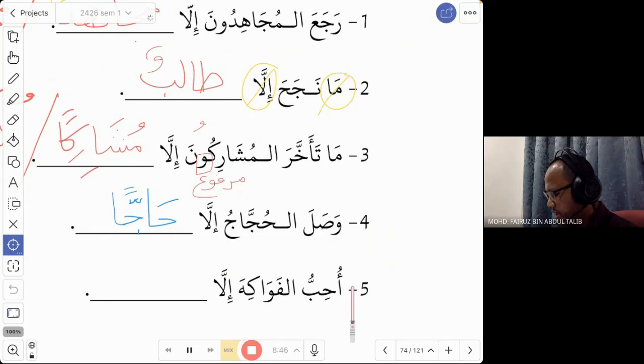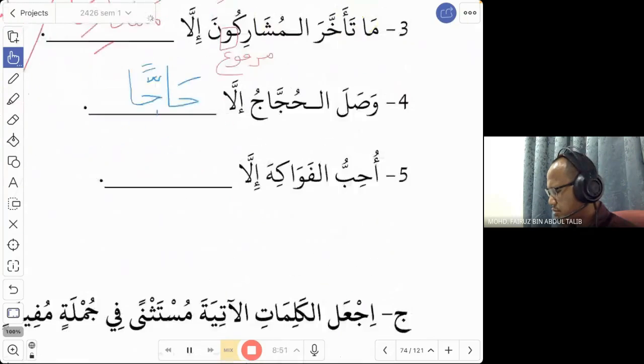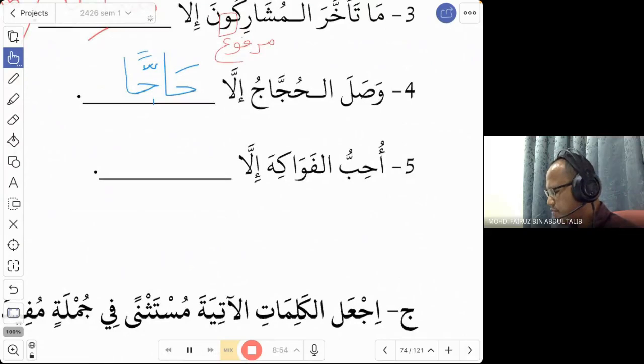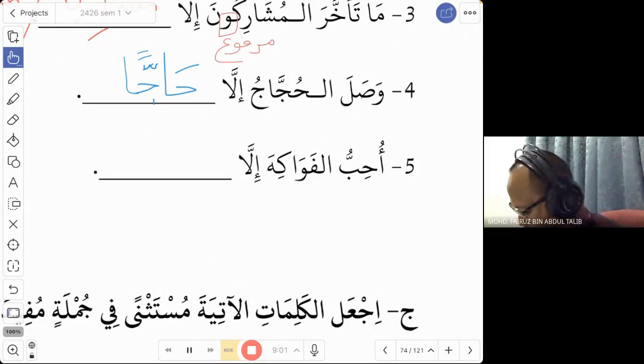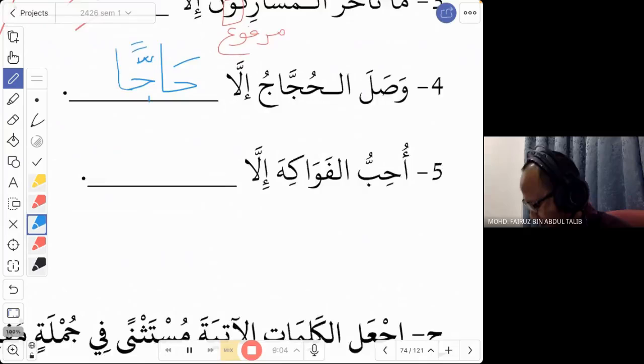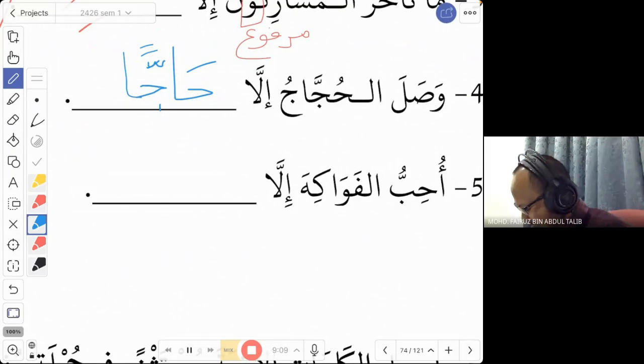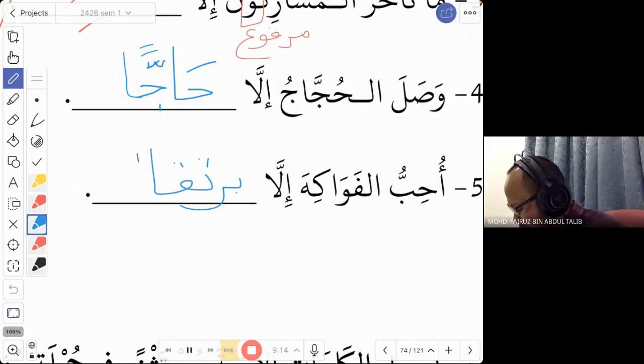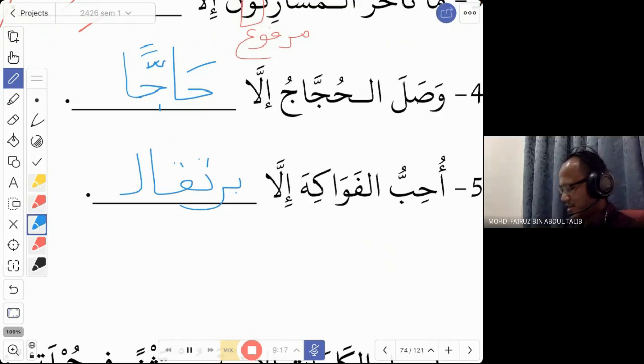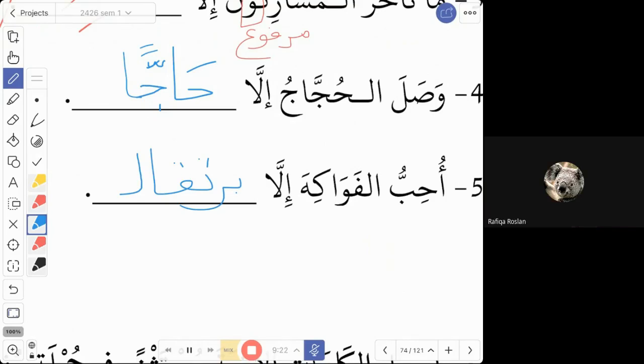That is number 4. And finally, number 5. Last jumlah. Uhibbul fawakih illa. This is similar to our examples, right? Uhibbul fawakih. I love fruits, except this one I don't love. Okay, what is the fruit that you do not like? Burtukal. Okay, Afizul said he doesn't like burtukal. How do you read the word burtukal? Is it burtukalun, burtukalan, burtukalin? Burtukalan.